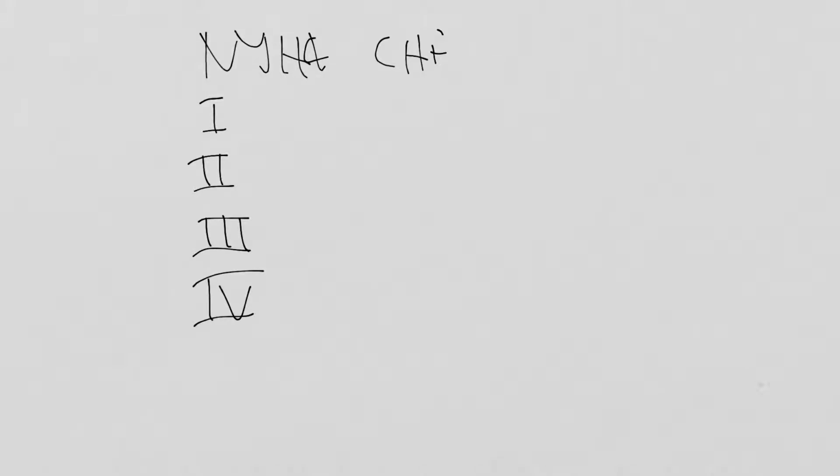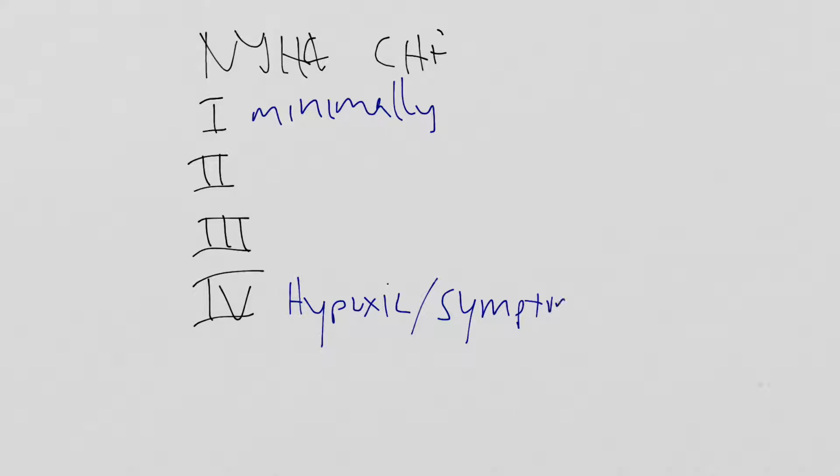Class 1 are patients who are minimally symptomatic. Class 4 are patients who are hypoxic at rest or symptomatic at rest. Class 3 are patients who become symptomatic with minimal exertion. So usually I ask the patient if they can make it to the bathroom before becoming short of breath. And finally, Class 2 is somewhere in between Class 1 and Class 3.